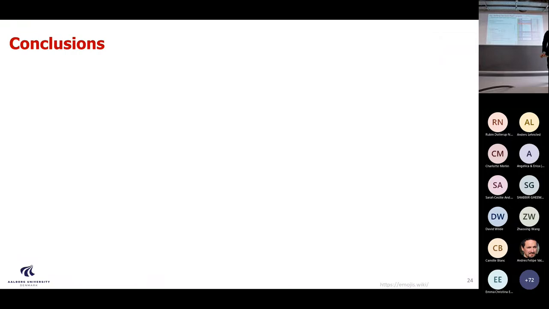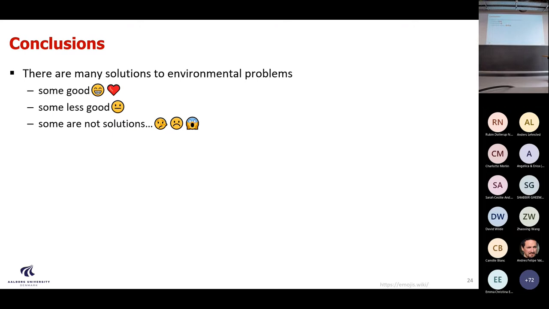Okay, now I've reached the point with a few concluding remarks. Well, looking at the environmental problems, there are many solutions. Some of the solutions are good ones. There were a few about the cars. The electric one was a good one. There are some less good ones, that could be the eco-efficiency of materials for the car, because that was not really making a big difference. And then there are some which we could not call solutions. That could be the biodiesel, which is actually making everything even worse.